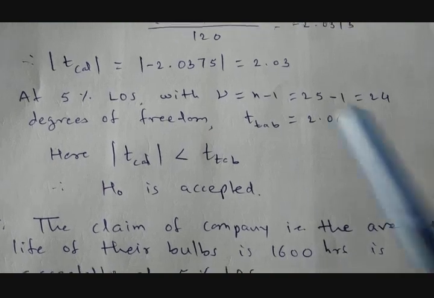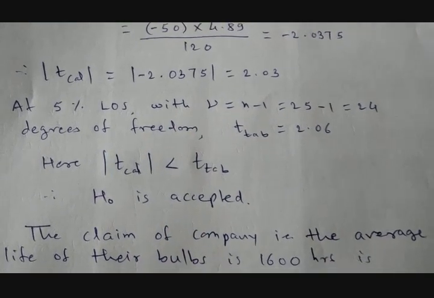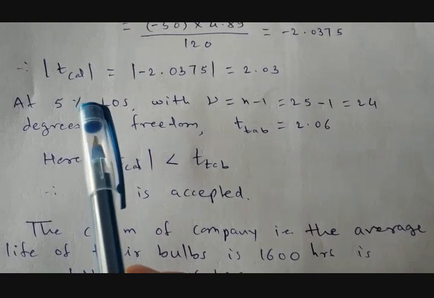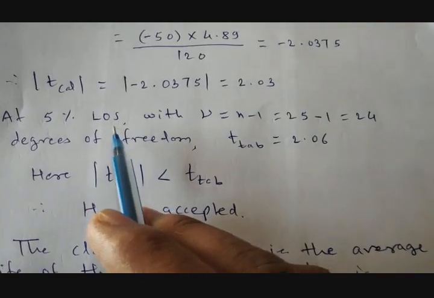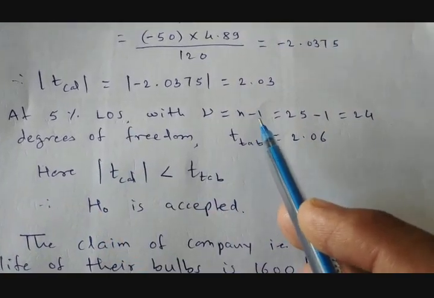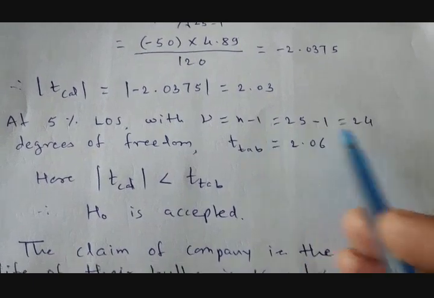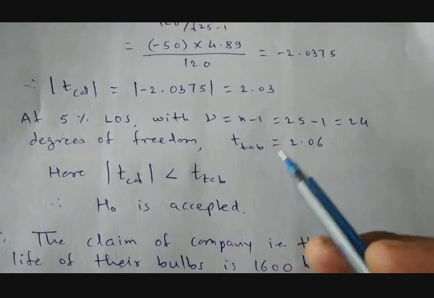In Z test we are using just level of significance, but here we are using level of significance as well as degrees of freedom. So at 5% level of significance with nu equal to n minus 1, which is 24 degrees of freedom, tabulated value of t is. Now how to obtain this value?